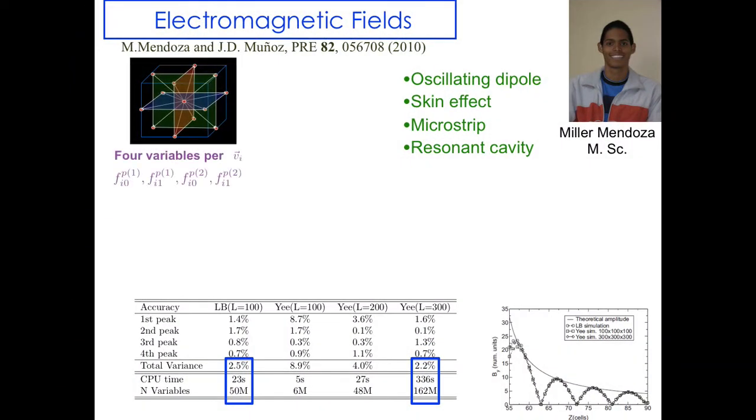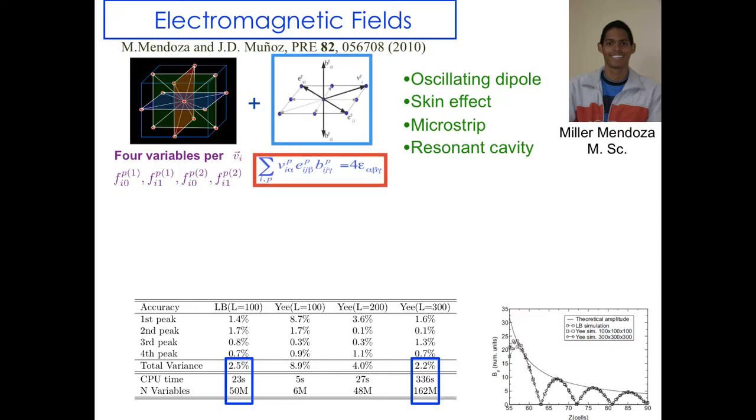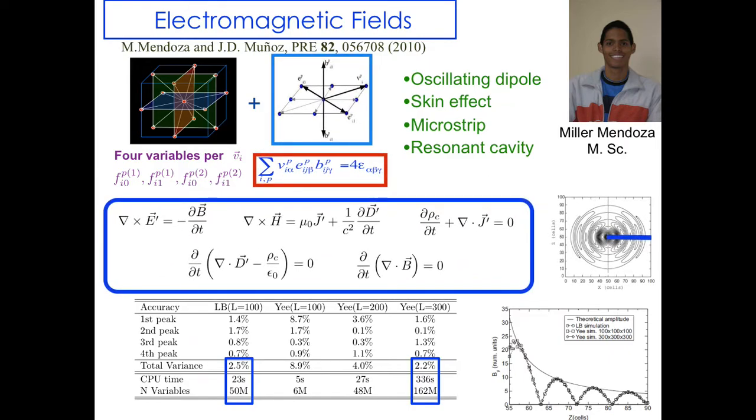And following the same direction with Miller Mendoza, when he was my former master's student, we proposed, for the first time, a complete Lattice Boltzmann method to simulate the Maxwell equations in media. And this method is 10 times faster than finite differences and uses 3 times less computer memory to reach the same accuracy.